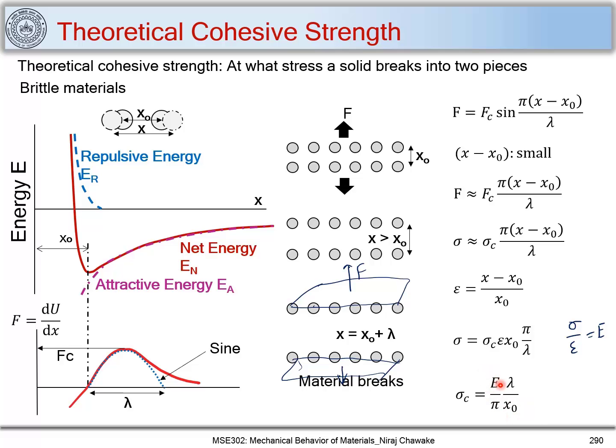We can find out Young's modulus too, but finding out this lambda becomes difficult. So we need to find a way by which we can measure this distance, this lambda, so that we can predict what can be the theoretical cohesive strength of a material. And to do that, we'll be looking at our subsequent slide.